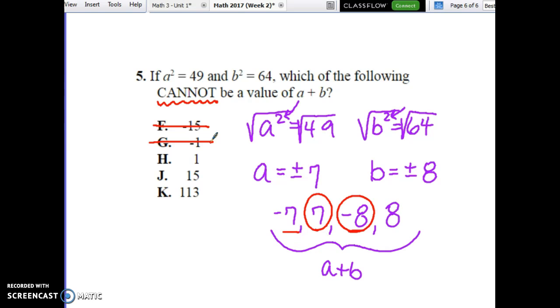Now positive 1. If I add negative 7 and positive 8 together, I will get a sum of positive 1. So that answer choice is eliminated. And then I can also get a sum of 15 by adding positive 7 and positive 8 together. So since I can get a sum of 15, that answer choice is eliminated. I cannot add any of those 4 numbers together and get a sum of 113, so that is the correct answer choice for number 5.